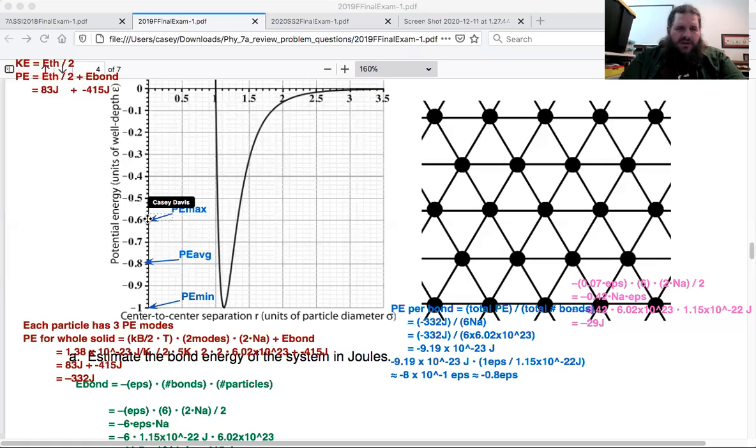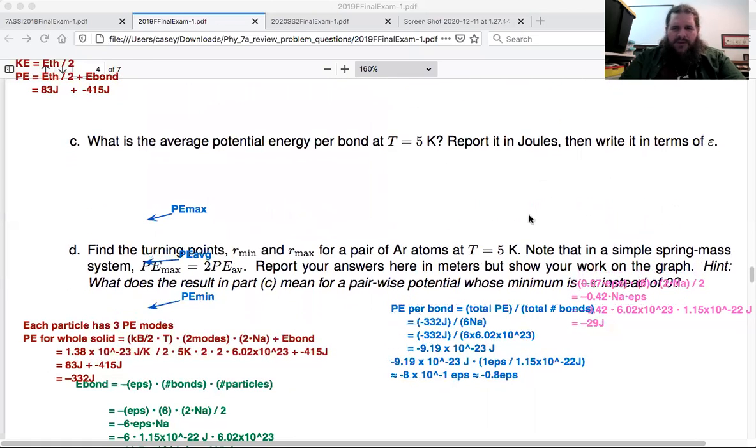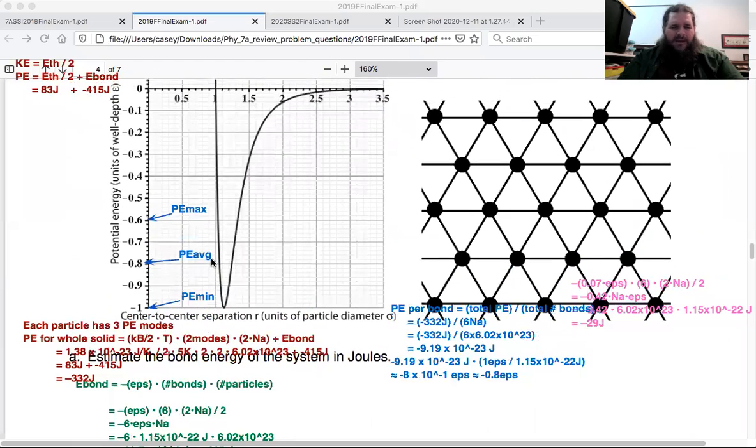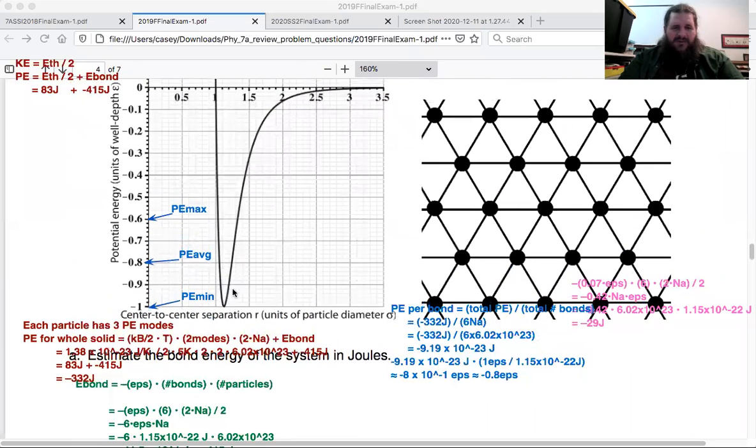You could also use the hint that they give you down in this problem where it says, in a simple spring mass system, the maximum potential energy is twice the average potential energy. But for a simple spring system, we're treating 0 as the baseline. 0 is the lowest potential energy. Here, the bottom of the graph isn't 0. The bottom of the graph is negative epsilon. Our average is 0.2 above the bottom. So we should expect the maximum to be twice that far above the bottom. So go up 0.2 and then up another 0.2. There's your maximum potential energy.